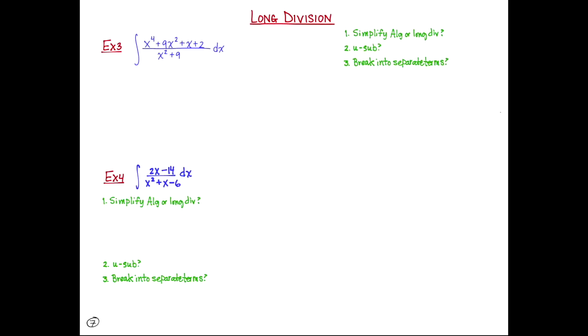Okay, so in example 3, going back to our order of operations, we want to start with thinking, can we simplify this algebraically? That is often the easiest way to integrate something. So if you can simplify it first, start there. In this case, we cannot simplify this, but we can use long division. Anytime you have a rational function where the degree of the numerator is greater than or equal to the degree of the denominator, that's your sign that you want to use long division. In the numerator here, we have a degree of 4, which is greater than the denominator degree of 2.